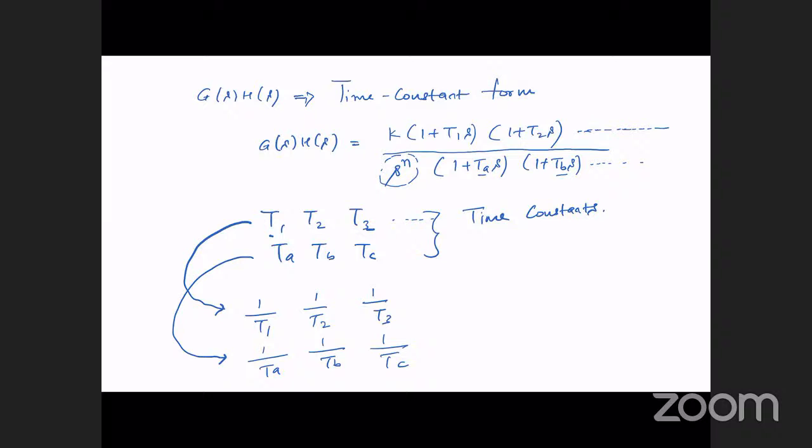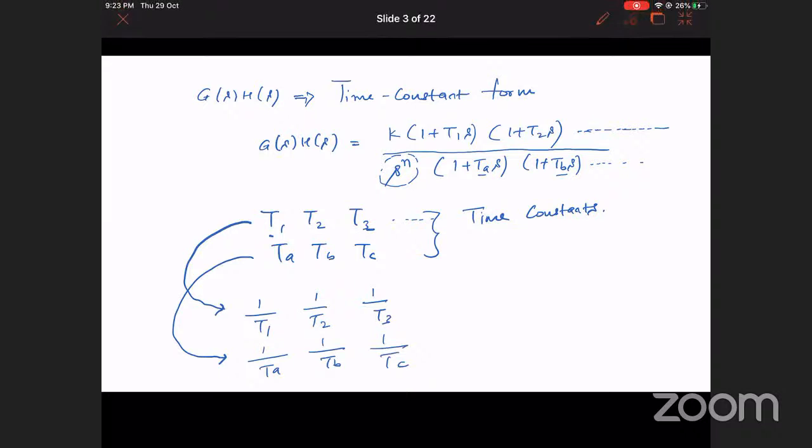So basically, let me tell you, 1 upon t is frequency. Therefore, 1 upon t is always frequency, right? So all of them give you frequencies. And let me tell you, they are not normal frequencies. They are something called corner frequencies.